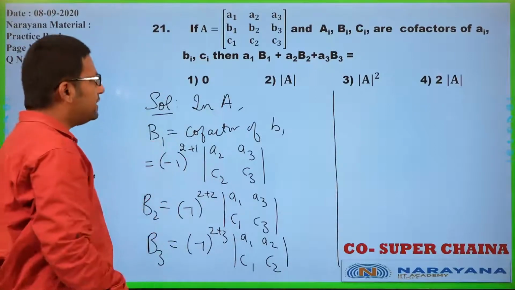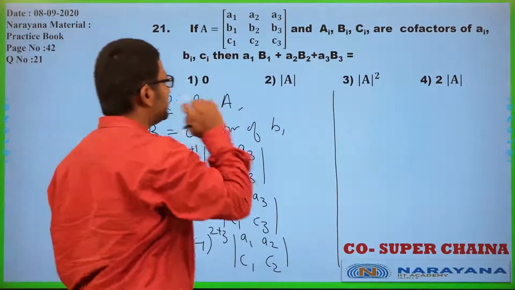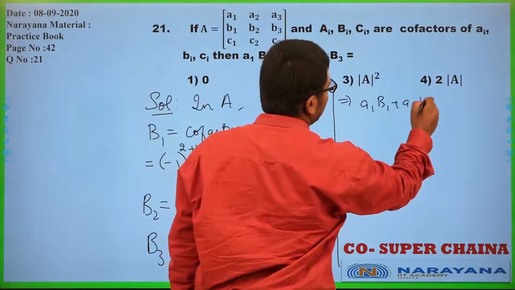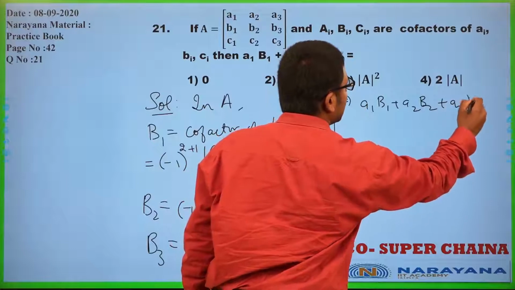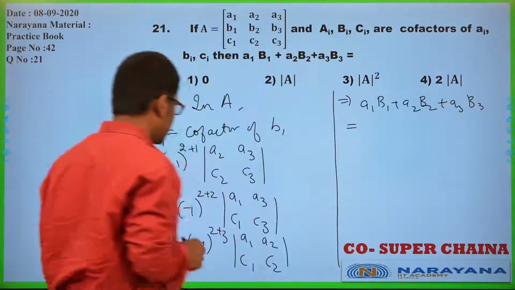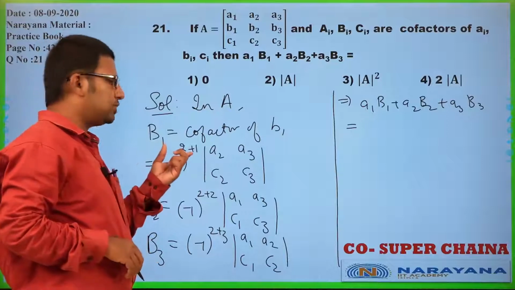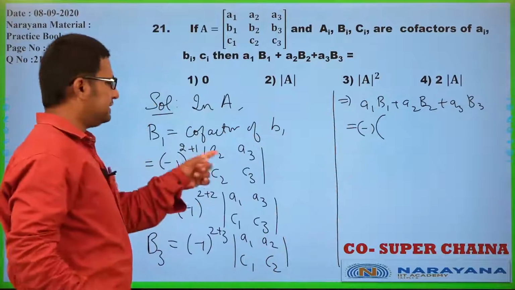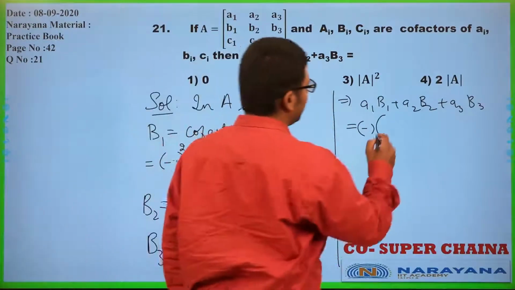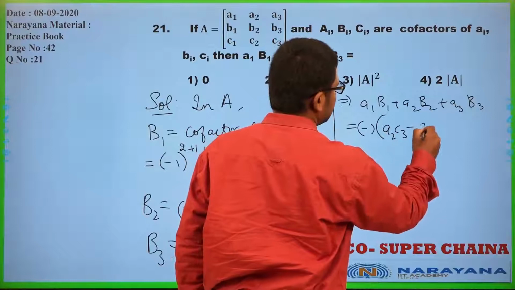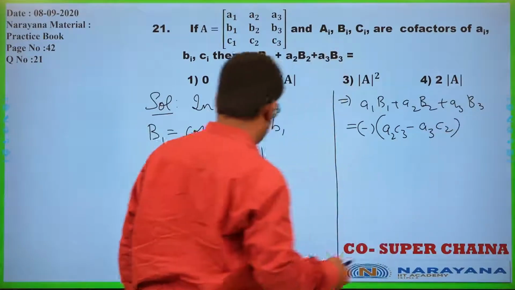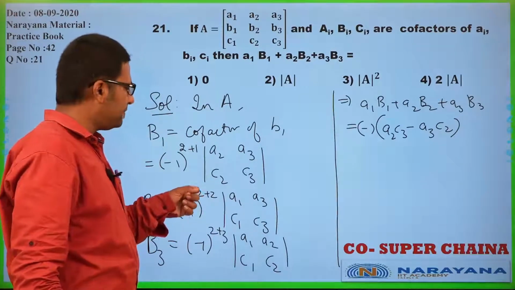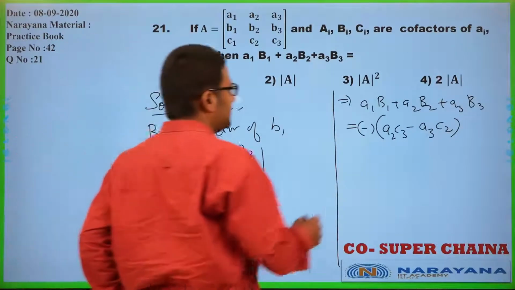So we have B1, B2, B3. Let us figure out the given expression, which means A1 capital B1 plus A2 capital B2 plus A3 capital B3 is equal to minus 1 raised to 2 plus 1, which is minus 1 itself. So minus of A2 C3 minus C2 A3. So A2 C3 minus A3 C2, then minus 1 raised to 2 plus 2, so that is plus 1, right? Plus 1 into A1 C3 minus A3 C1.